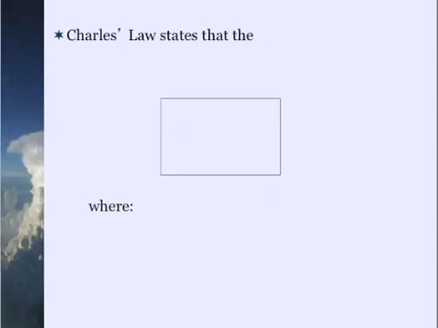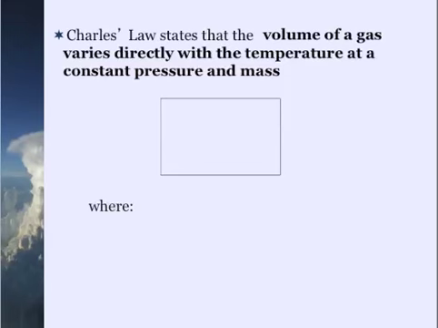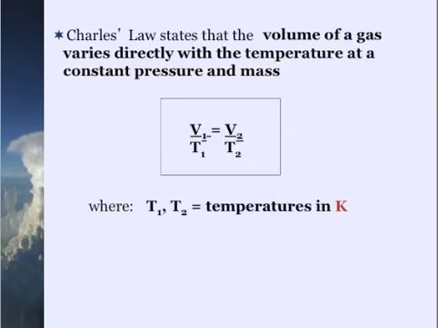So Charles' law states that the volume of a gas varies directly with the temperature at a constant pressure and mass. So the equation we use is V1 over T1 is equal to V2 over T2, where T1 and T2 are temperatures in Kelvin. This is very, very important, because this does not work with Celsius, where we get negative temperatures. And volume is in liters.